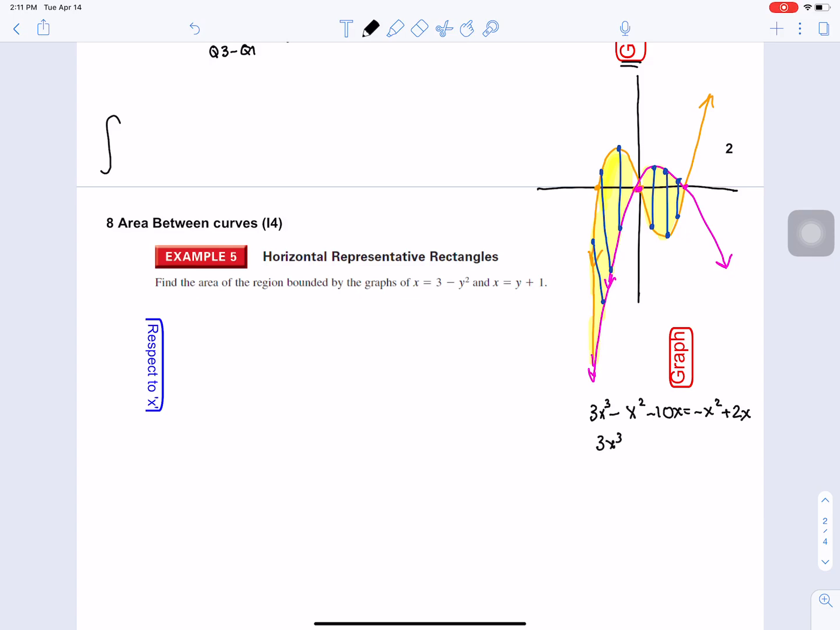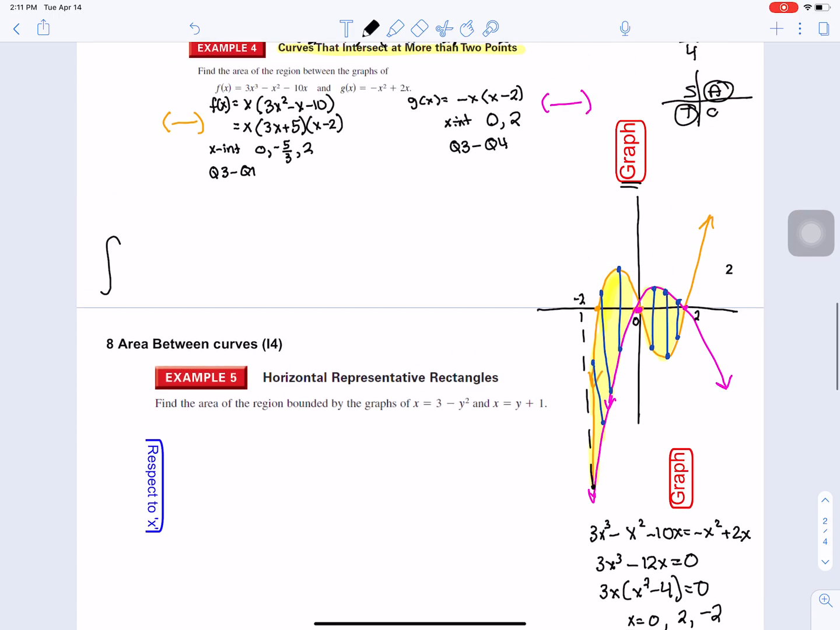The x squareds are going to cancel out. I'm going to get minus 12x equals 0. I'm going to factor out a 3x. I get x squared minus 4 equals 0. So the intersecting points are at 0, 2, and minus 2. So this first intersecting point is at negative 2. They intersect at 0 and they intersect at positive 2.